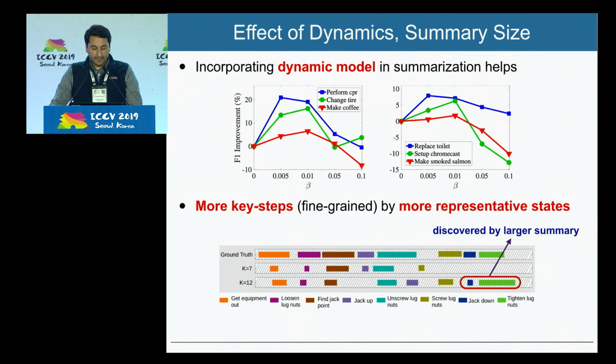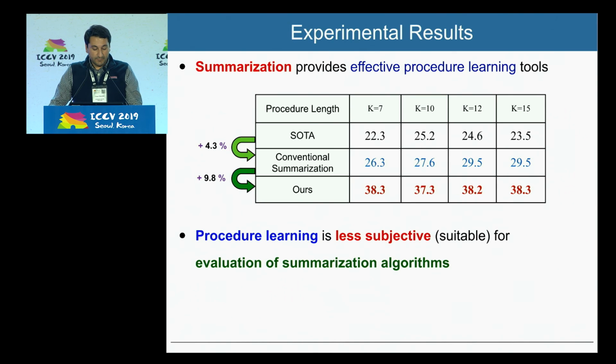We show that using the dynamic model, in fact, significantly improves the performance. Also, as we increase the summary size, our method is able to capture more ground truth key steps. We show that simply using off-the-shelf summarization methods improves the state-of-the-art by about 4%, and our joint dynamic summarization method achieves an additional 10% improvement in F1 score. This shows the effectiveness of summarization methods for procedure learning.